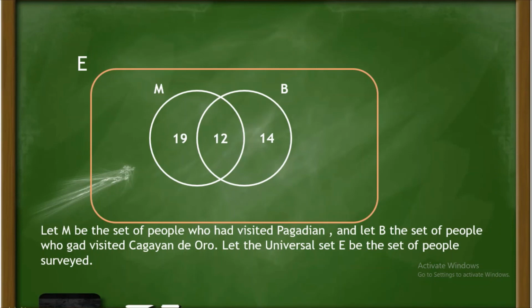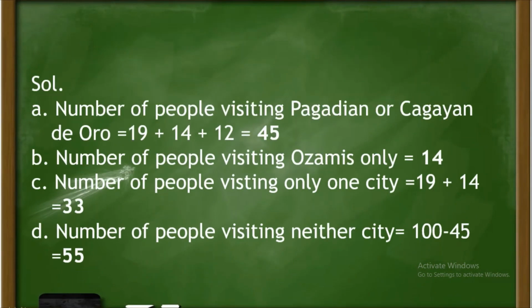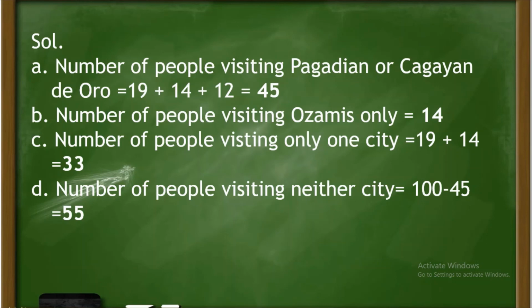First question. Find the number of people who had visited Pagadian or Cagayan de Oro. So, ibig sabihin, ilan daw katao ang nakapunta sa Cagayan or Pagadian. Ibig sabihin, i-add lang natin yan. 19 plus 12 plus 14 is equal to 45.